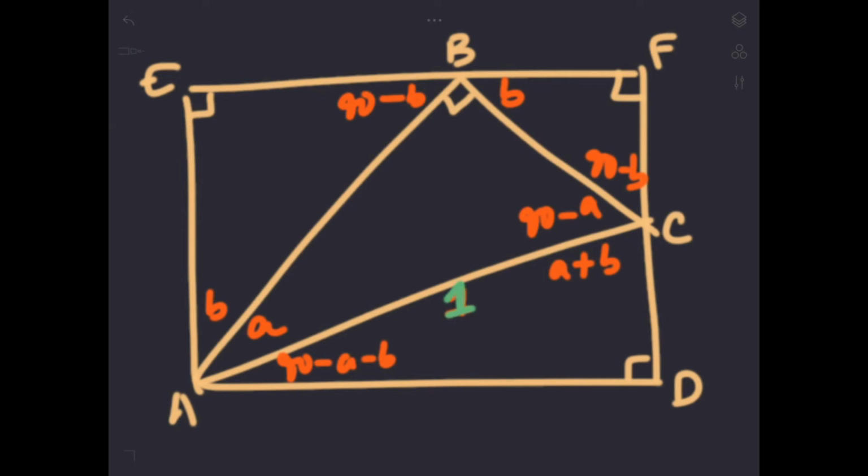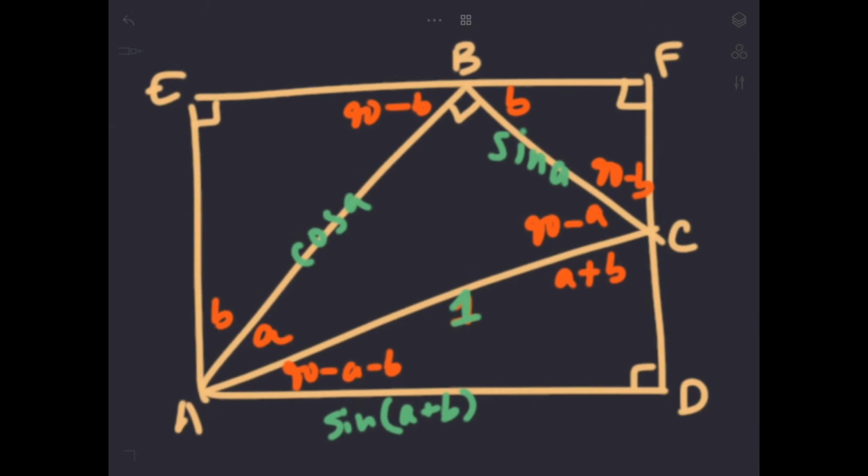Because triangle ABC has a hypotenuse of 1, we know its side lengths to be sine A and cosine of A. We can use the same logic for triangle ACD, since the hypotenuse is 1, and we know angle ACD to be A plus B.